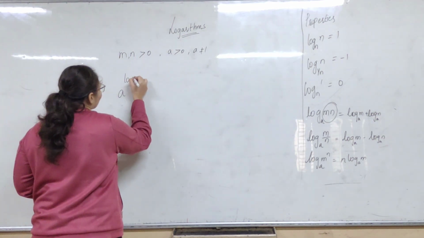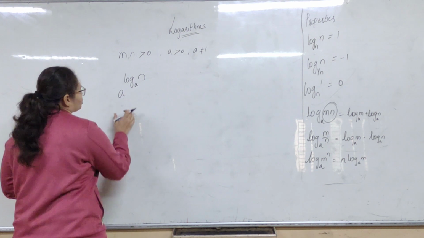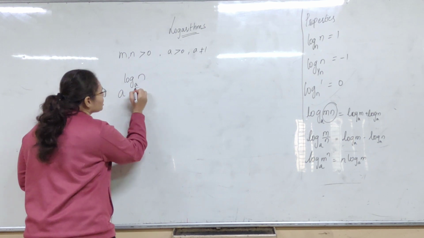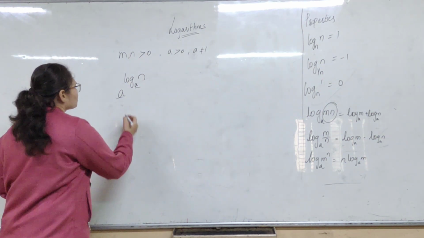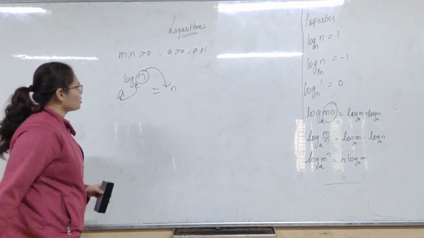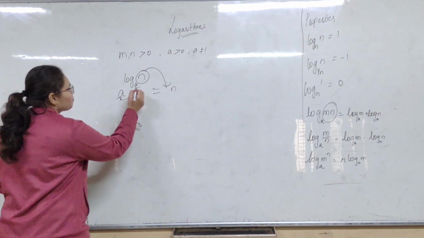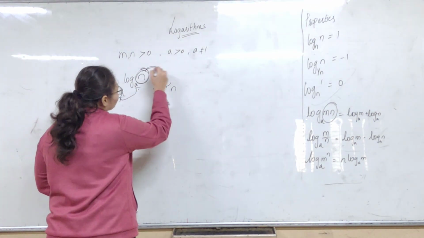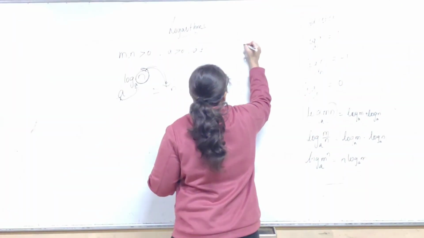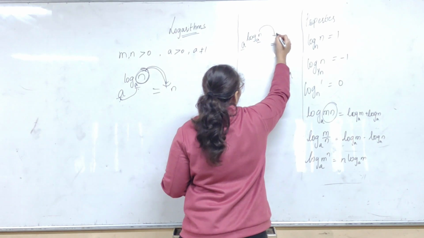So a power log n to the base a. What is this value? A to the power of a logarithm. If this base and this base are equal, then only this value will be coming out, that is the value n. If this base and the logarithmic base are both the same, then only the number value will be coming out directly. So let's add it here. A power log n to the base a, if these both are equal, then this will be coming out, that is n.